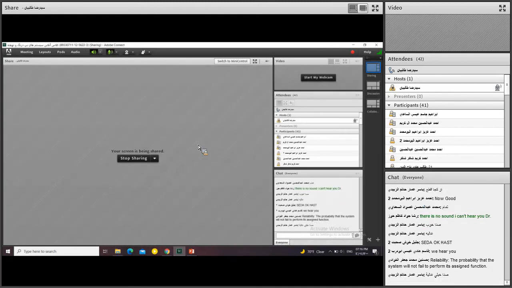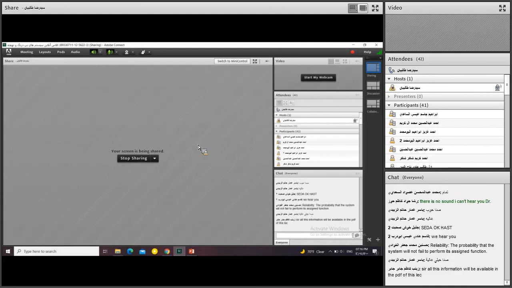Reliability: the probability that the system will not fail to perform its assigned function. Yes, it is good. It is another meaning.